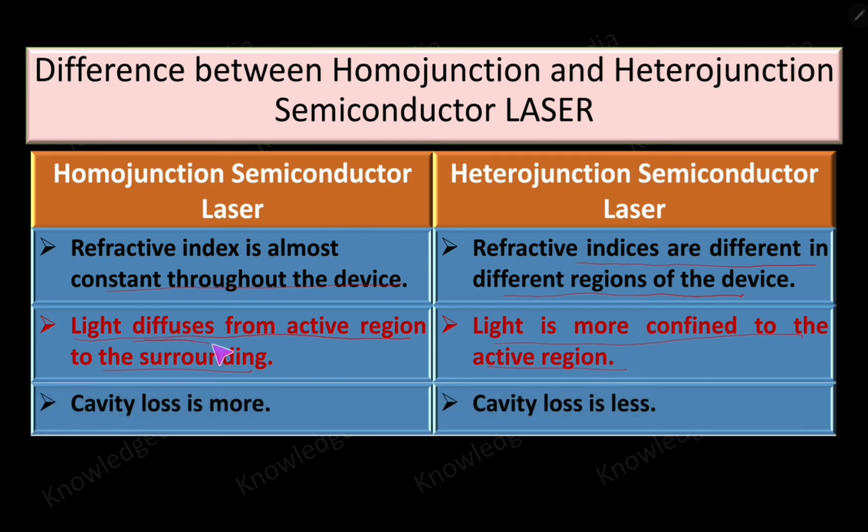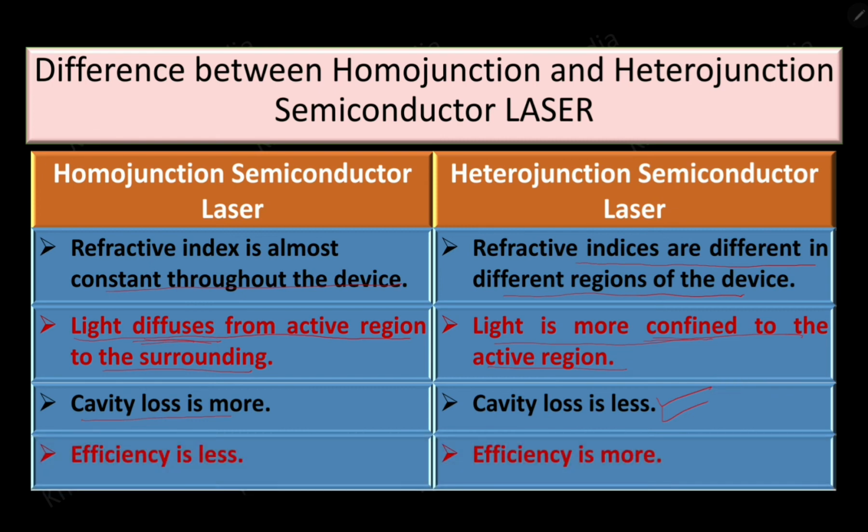This diffusion of light leads to cavity loss. In case of homojunction semiconductor, the diffusion of light to the surrounding is more and hence the cavity loss is more. But in case of heterojunction semiconductor laser, the light is more confined, that means diffusion is less, and hence the cavity loss is less in case of heterojunction semiconductor laser.